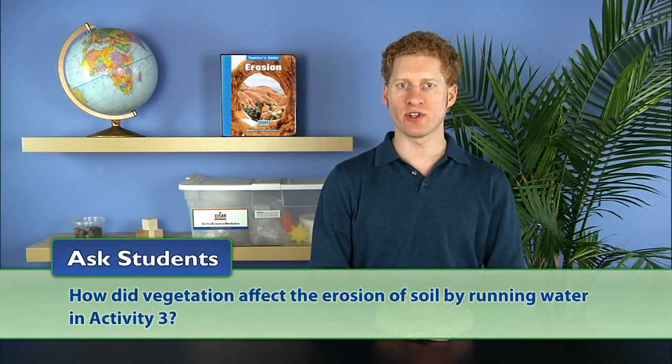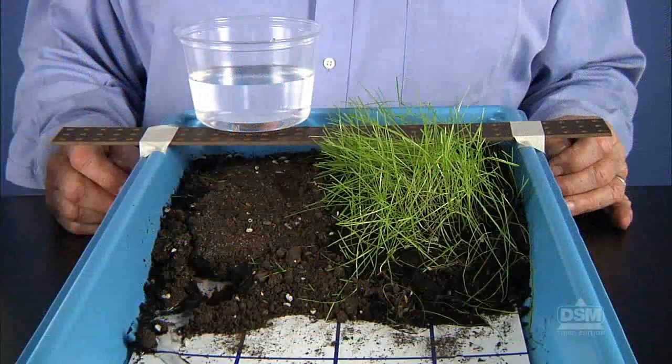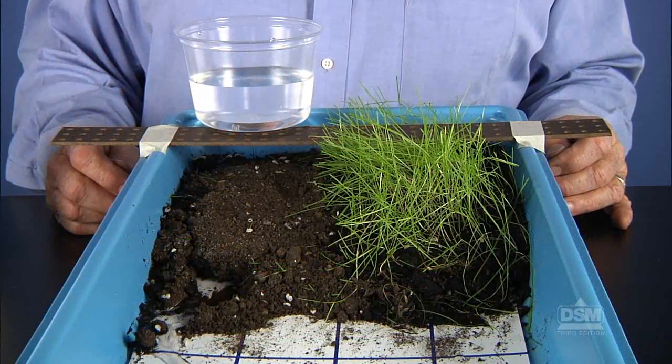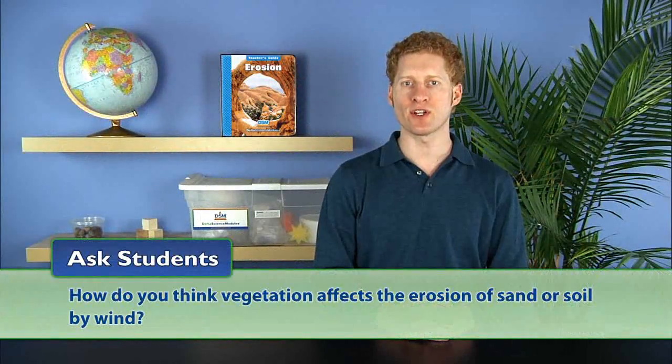Then switch gears by having students recall their experiments with water erosion of soil in Activity 3 and ask, how did vegetation affect the erosion of soil by running water in Activity 3? Students should recall that the barren side of the stream table eroded much more quickly than the vegetated side of the stream table. Then ask students, how do you think vegetation affects the erosion of sand or soil by wind? Students will probably suggest that the effects of vegetation will hold true for wind erosion as well.